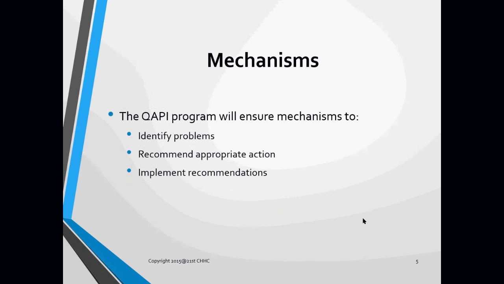The QAPI program has certain mechanisms that are followed to ensure that the program is effective. Some of those are identifying problems and how problems are going to be identified, and those are through certain activities and documentation that the committee looks at, whether it's logs, whether it's chart reviews, personnel chart reviews, incident reports, satisfaction surveys. All of those are documentation and elements of the program that they evaluate every quarter to identify problems.